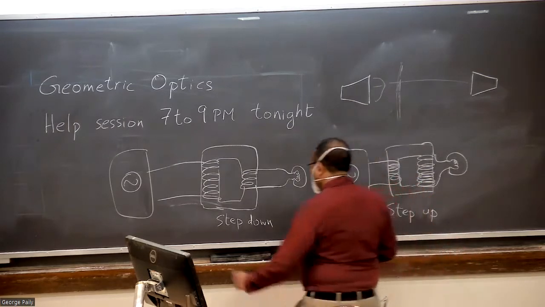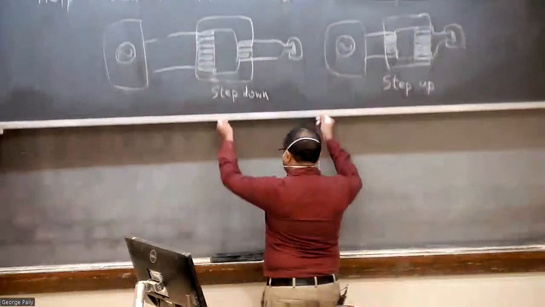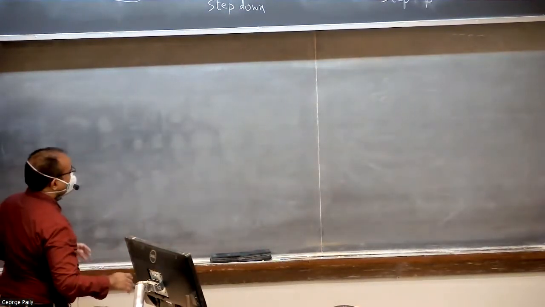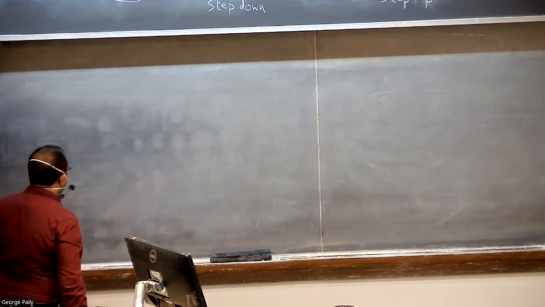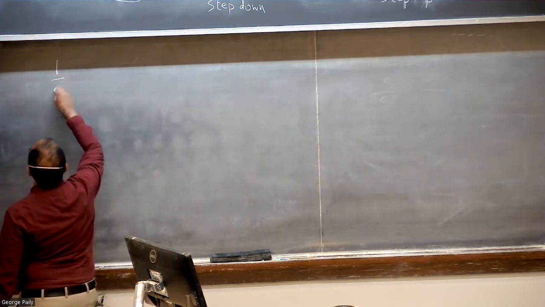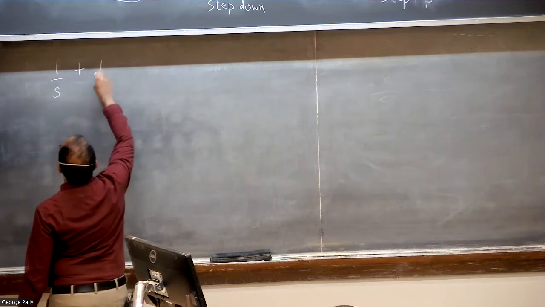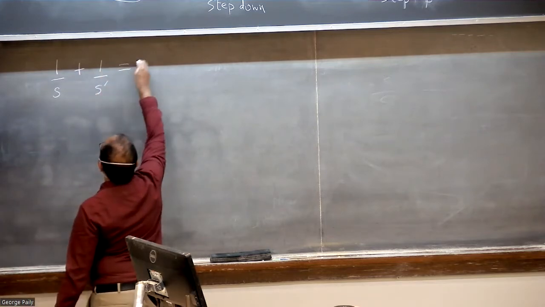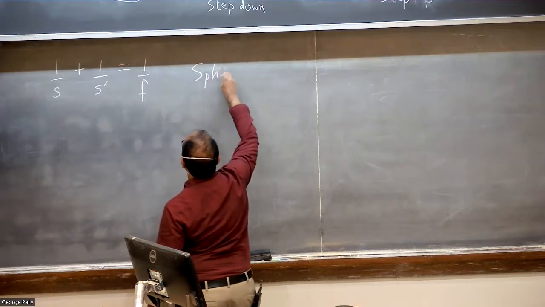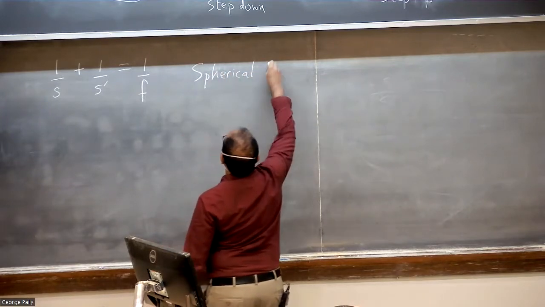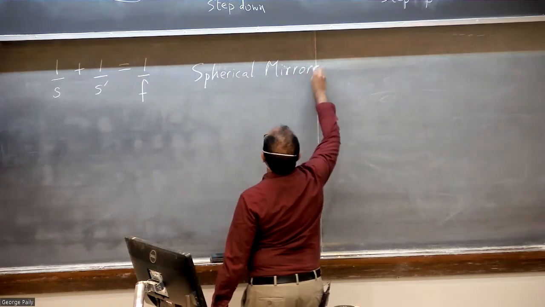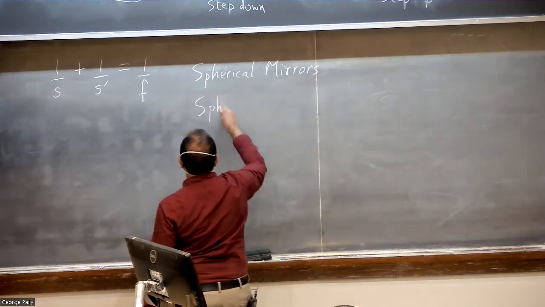Okay, let me just get some stuff not exactly out of the way, but on the board so that we have it as working details. So we ended last time by saying that we have this equation. This holds for both spherical mirrors and also spherical thin lenses.